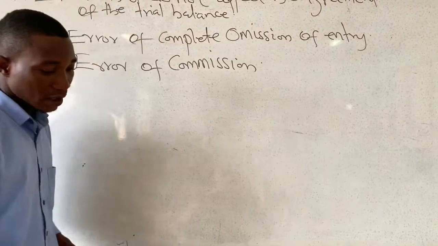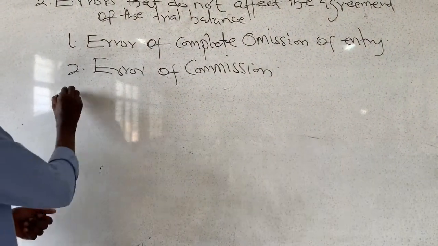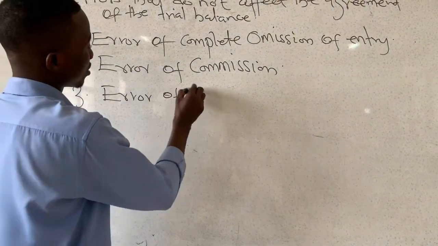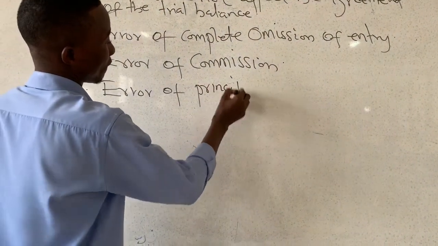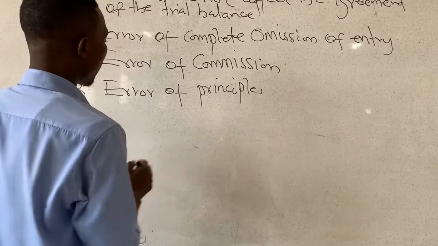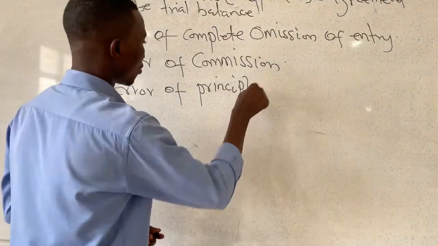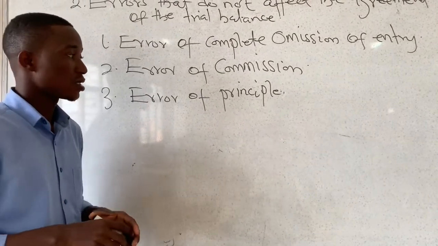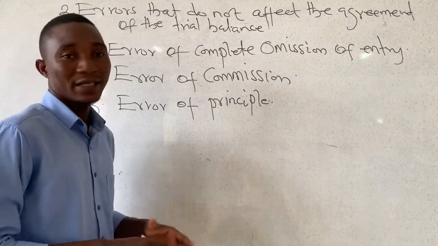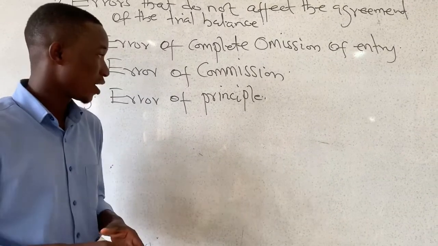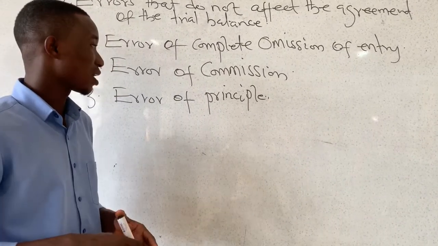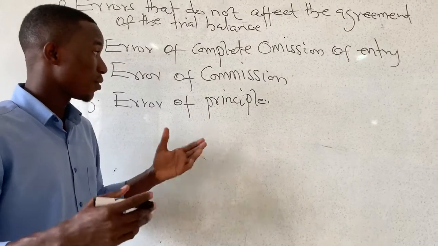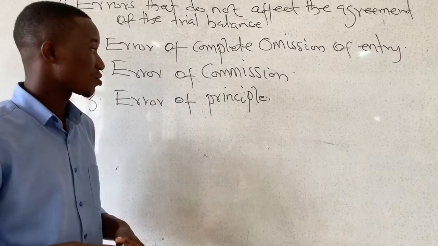So the third error I would like to talk about is error of principle. With the error of principle, this type of error is normally committed when the accounting principle is actually violated. It means you don't know your basic accounting principles. When you commit this error, it means you violated your accounting principle.